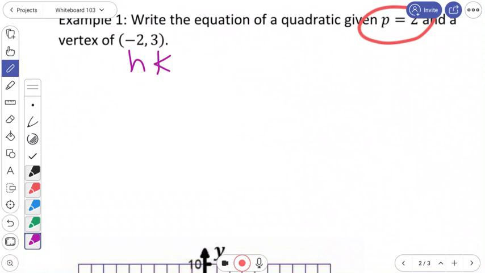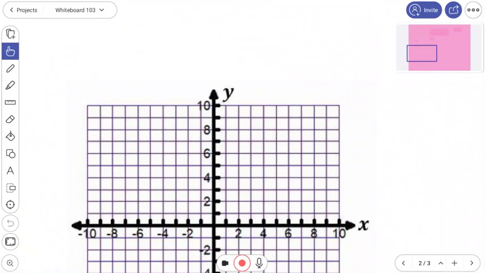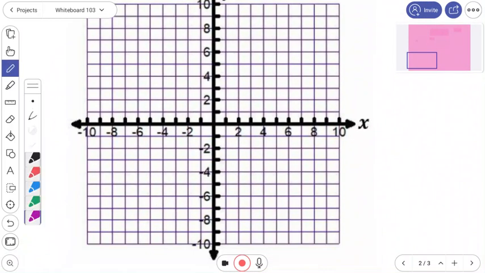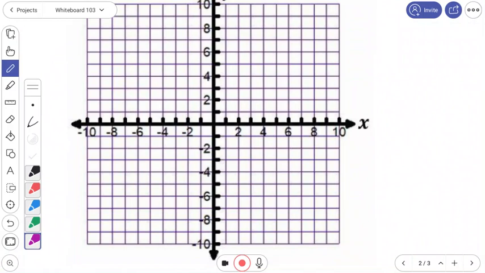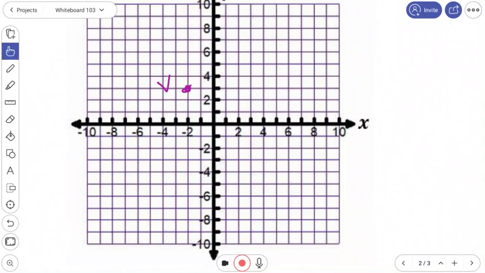All right, so let's go ahead and plot points. -2, +3 is our vertex. So I'm going to come down here to my graph, and I'm going to go left 2 and up 3. That right there is our vertex. I'll label it a V. We know that our parabola has a p-value of 3, but which direction does it open?